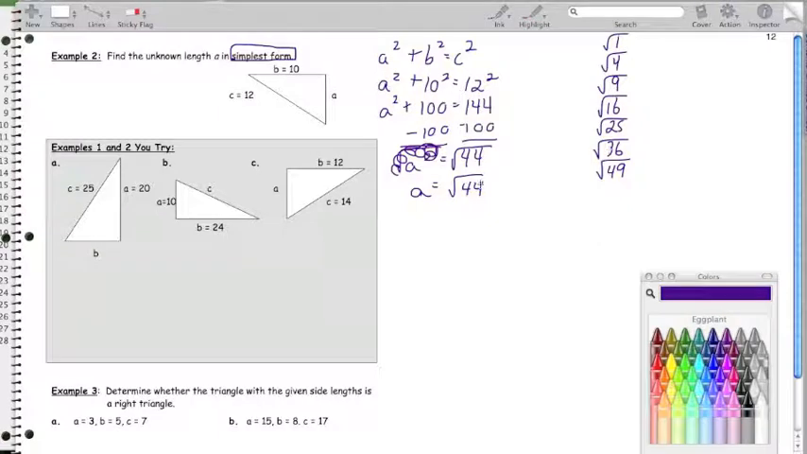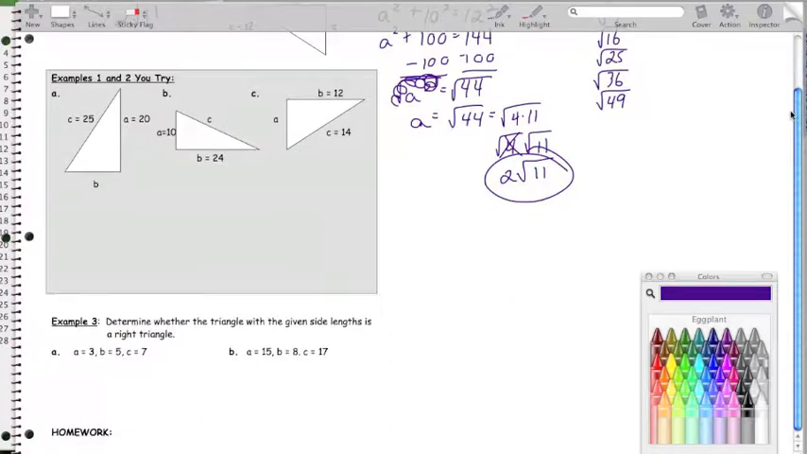Does 36 divide evenly into it? No. 44 divided by 25, decimal. 44 divided by 16 is a decimal. 44 divided by 9 is a decimal. 44 divided by 4 works out. I can break this into the square root of 4 times 11. They each get their own little house. The square root of 4 cancels. It's a perfect square, which is 2. And that is my final answer, 2 square roots of 11.